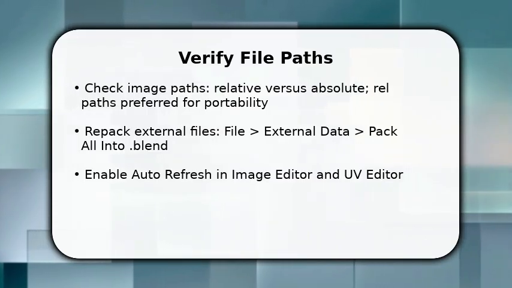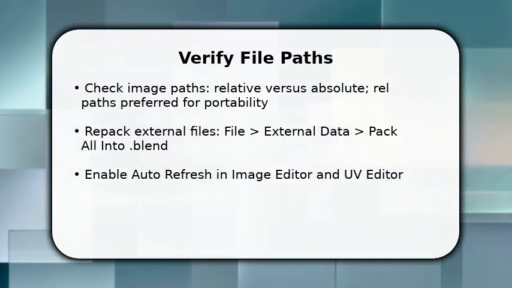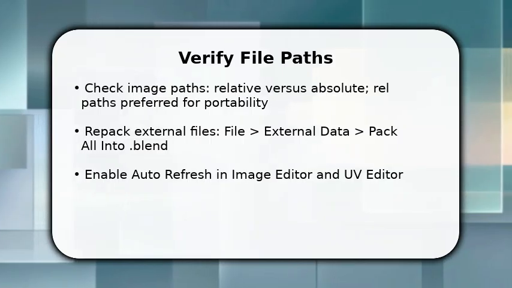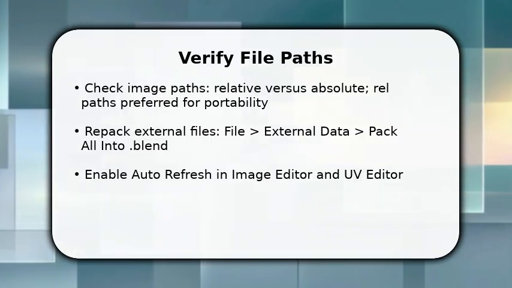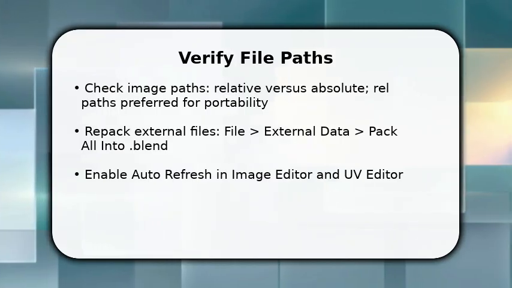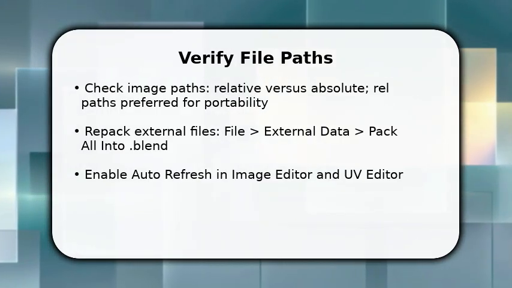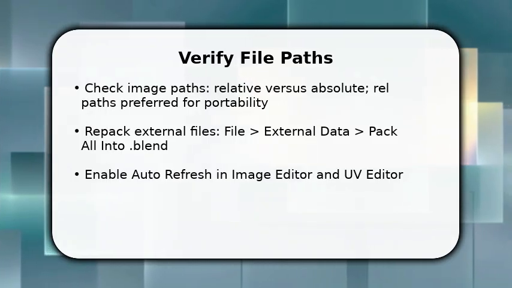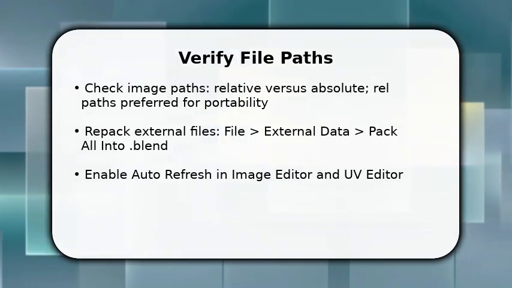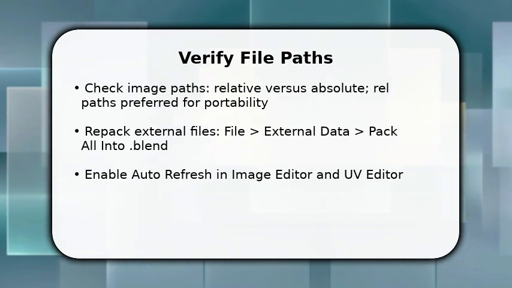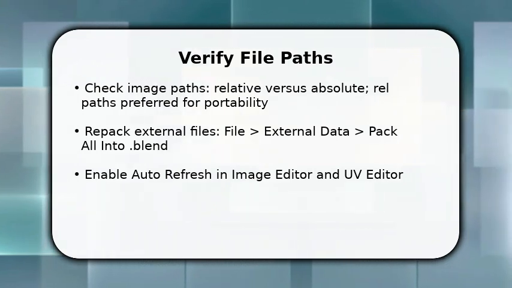Once found, relink using the file browser or switch to a correct relative path so Blender can find assets across machines. Make sure to pack important textures into the blend if you need portability. Finally, toggle auto refresh in the image and UV editors to force Blender to reload changed files from disk.